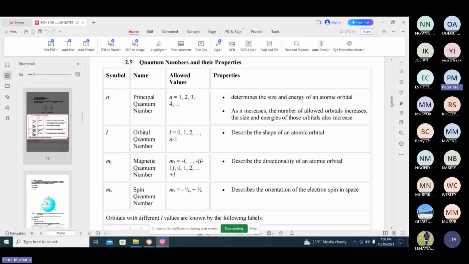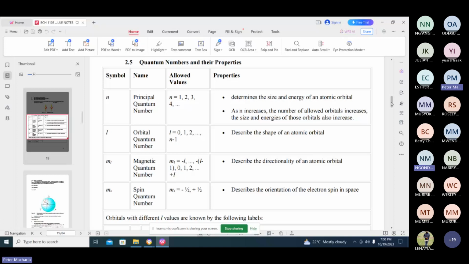So if L is 0, what are the possible values of ML? It's only 0. There's only one ML, which is 0, right? And that means there's only one orbital.